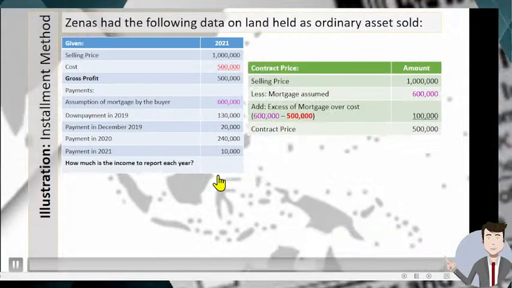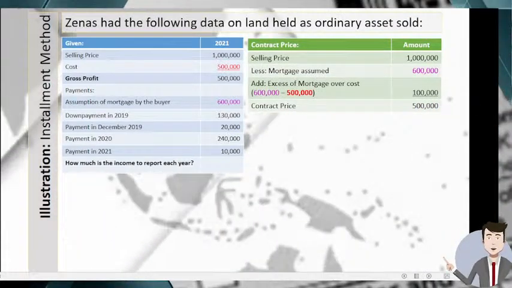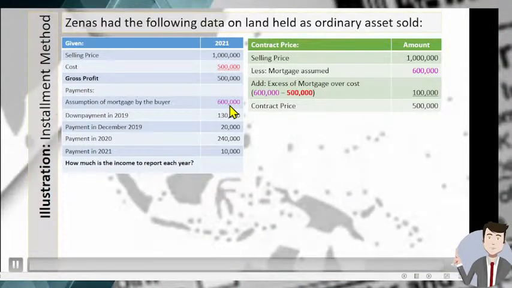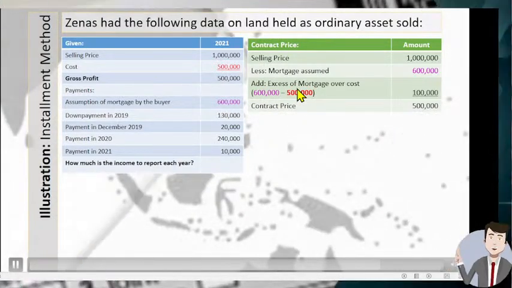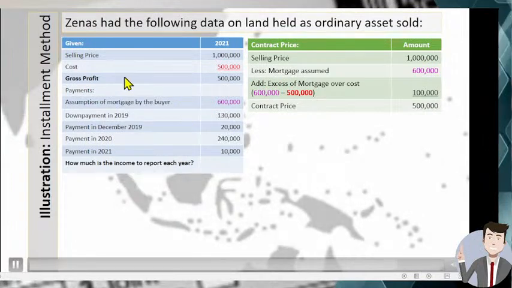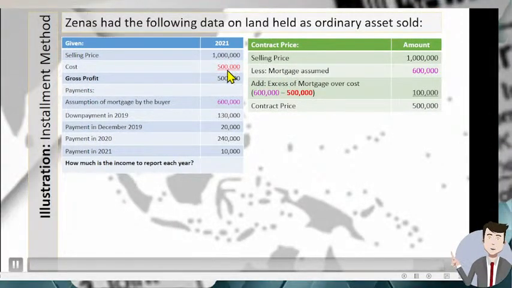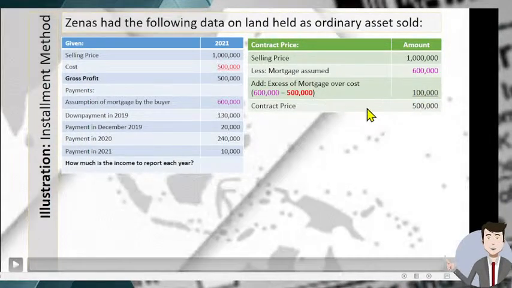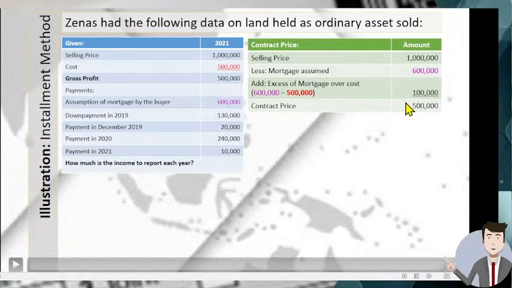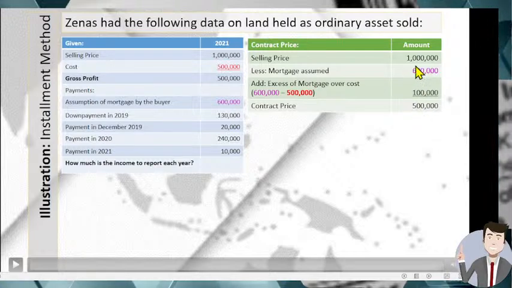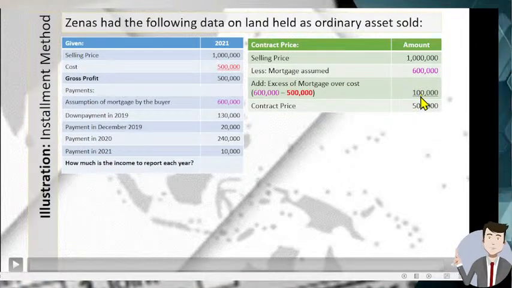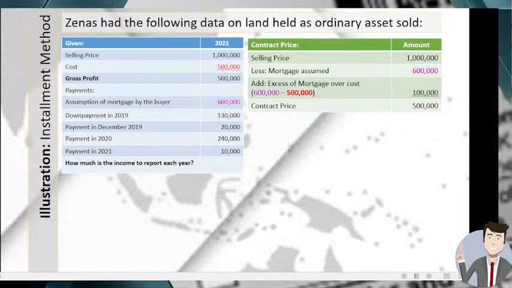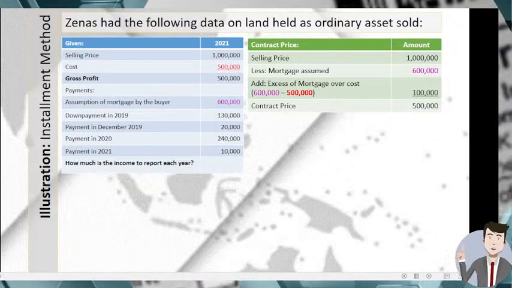So first, let's compute the contract price on this case. So we have your selling price, okay, less the mortgage assumed. Then, in this case, since the mortgage assumed is more than the cost of the property sold, the excess should be added to the selling price and it will form part of the contract price which we're going to use later. Okay, so the contract price is 1 million less 600 plus the excess of 100. Then the contract price would be 500,000.